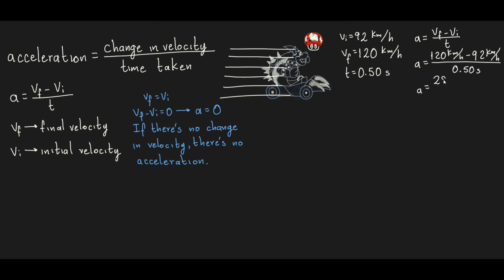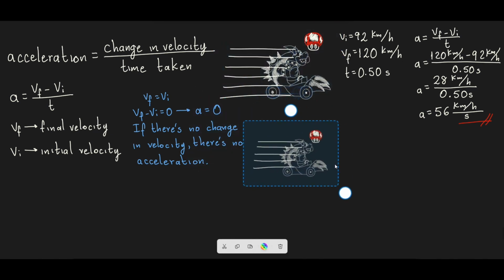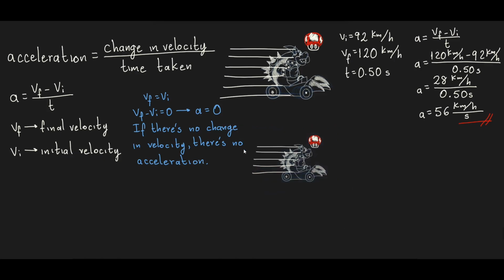It's important to note that we can add or subtract physical quantities that have the same units. In this case, we can subtract 120 km per hour and 92 km per hour because they have the same units, kilometers per hour. We have a equals 28 km per hour divided by 0.5 seconds, which gives us 56 km per hour second. Those are some strange units. What is their meaning? That answer tells us that Bowser increases his speed by 56 km per hour every second that passes.